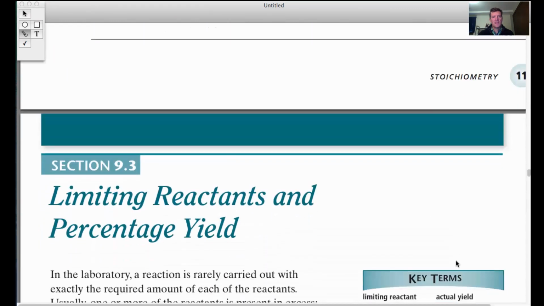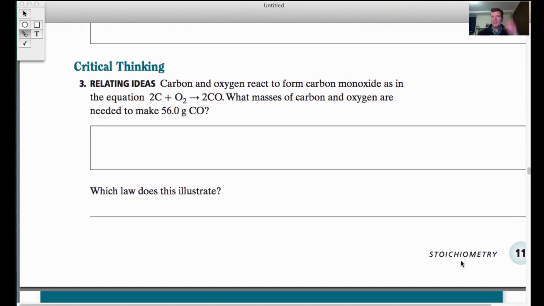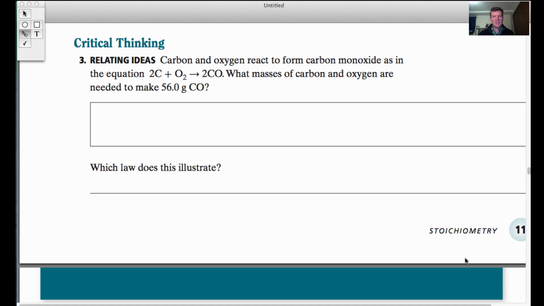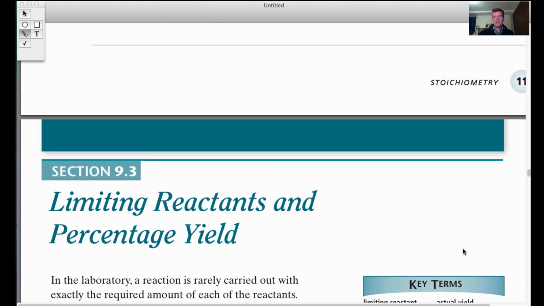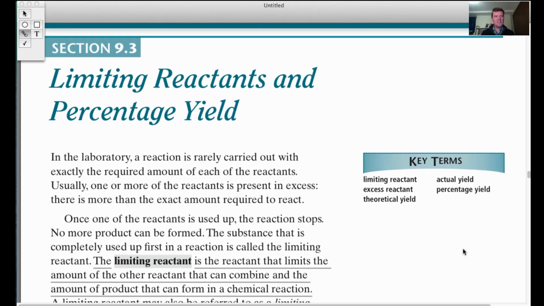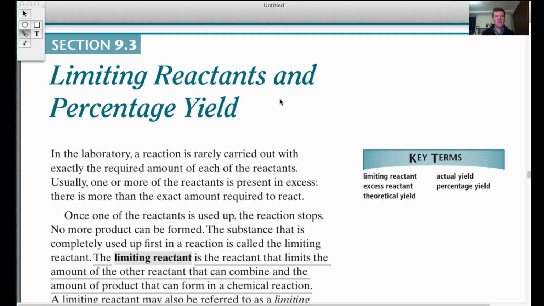Okay. I'll put some more examples. I'll go through the review questions for you, so there's lots more examples for that, okay? All right, and then we'll get into section 9.3, limiting reactants and percent yield.